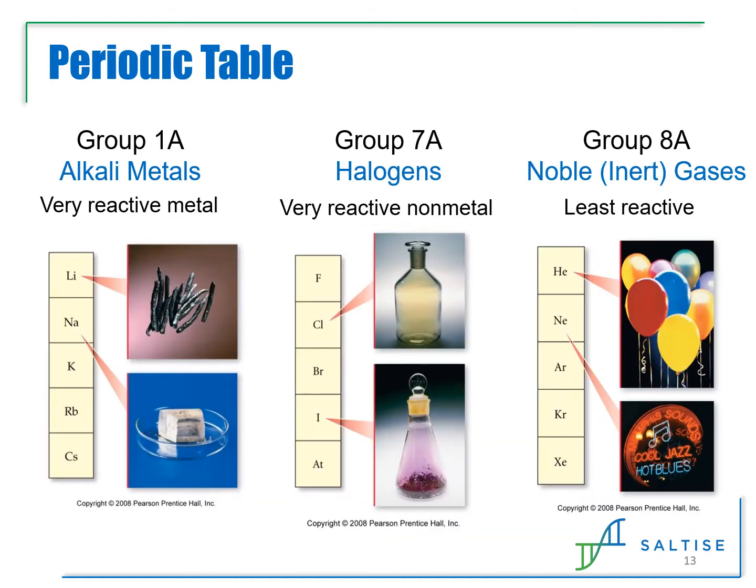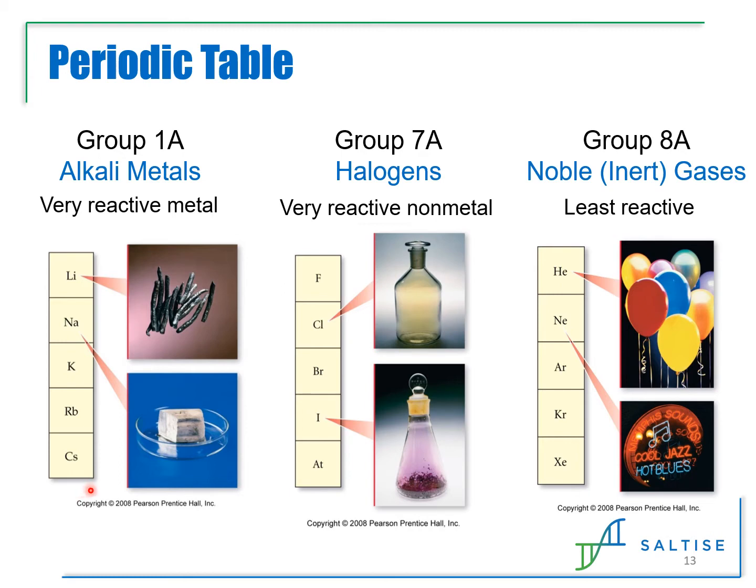Here are a few more well-known groups. There is the alkali metals. They are located in the first column on the left side of the periodic table. These metals are incredibly reactive, especially in water.